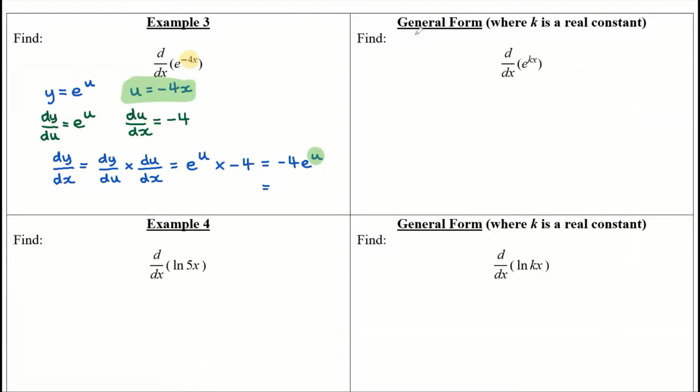So let's put it all together now. So this is going to be -4e to the -4x. And once you've seen one, you can probably anticipate what is going to happen when we generalize the result over on the right-hand side. So as an exercise, if you haven't done so already, just go through example 3 again, make sure you understand it, and then try to generalize the result.